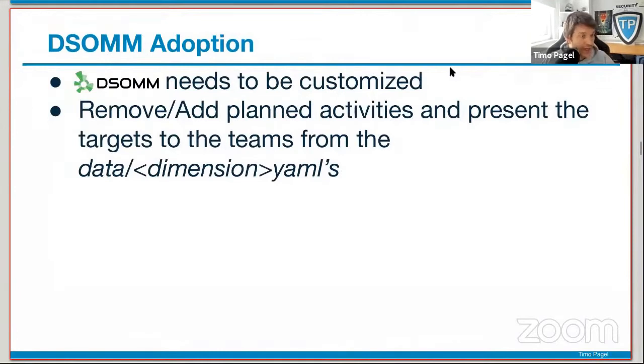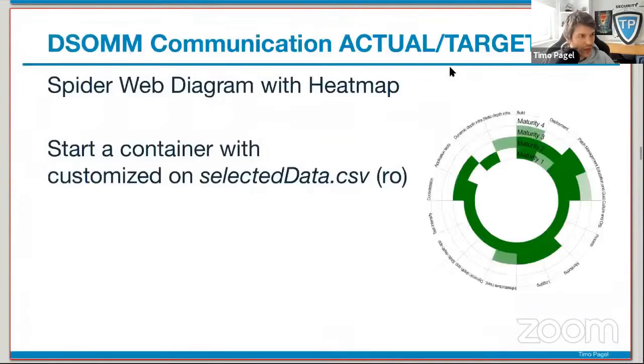DSOMM always needs to be adapted, while SAMM can be used out of the box from my point of view. As I said, it's a different representation for DSOMM. In SAMM, you mostly have the traditional spider web diagram, while in DSOMM, I chose this way to highlight maturities, because now you see here is a white spot. There is nothing, while here is something on level 2.